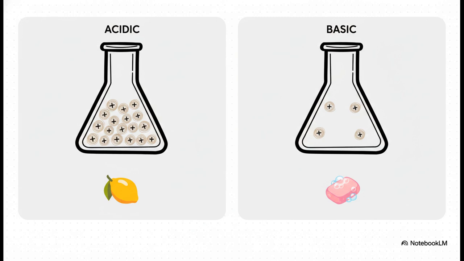So here's the bottom line. If a solution has more hydrogen ions than pure water, we call it acidic, and its pH value is going to be less than 7. If it has fewer hydrogen ions, we call it basic or alkaline, and its pH is going to be greater than 7. It's a pretty simple division, right?